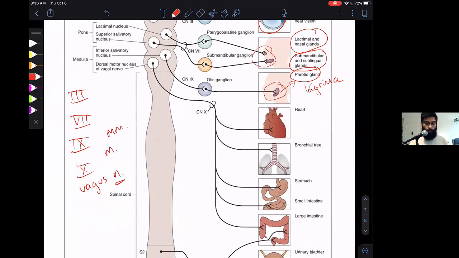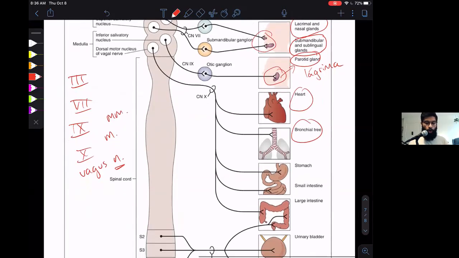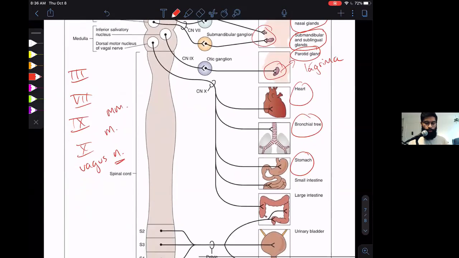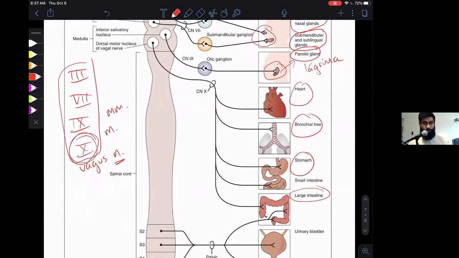Also, it's going to wander and go down through your thorax to the rest of your body. And so this is going to be your heart, your bronchi, and in your lungs, your stomach, all the way down to the top of your large intestine. So this is cranial nerves 3, 7, 9, and 10. 10 is primarily doing all of this stuff down into your thorax because it's the wandering nerve. All the other cranial nerves usually stay in the cranial region.